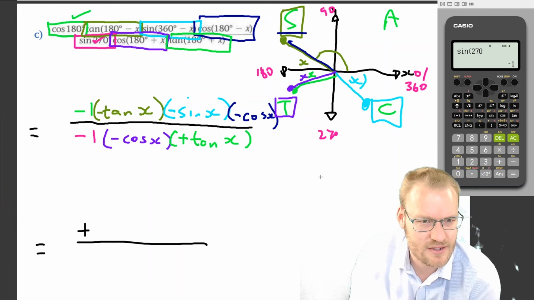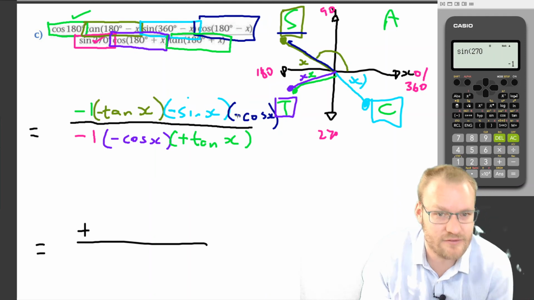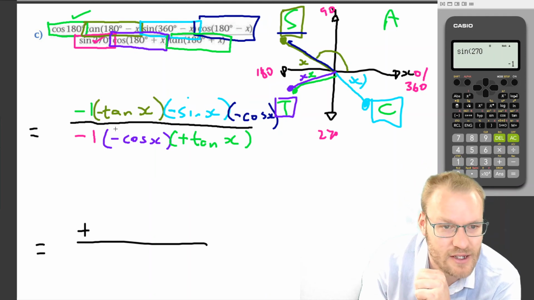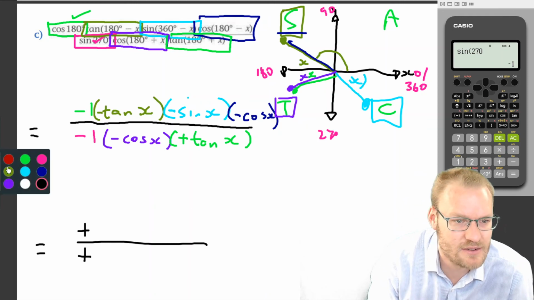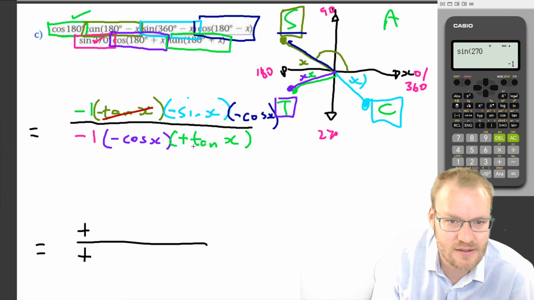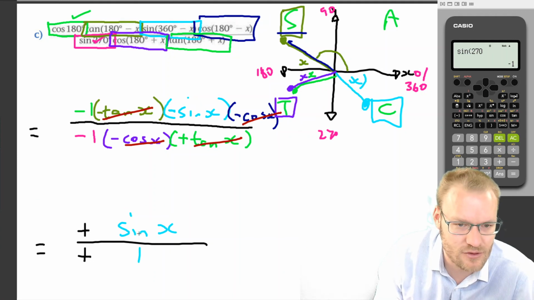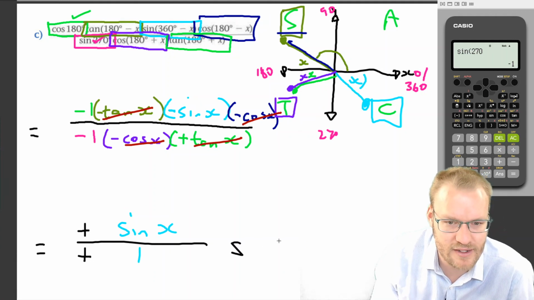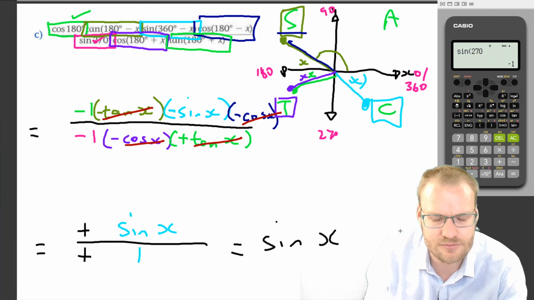Let's figure out our signs. We said negative times negative times negative times negative. 4 negatives makes positive. Negative, negative also gives us a positive on the bottom. Tan x, there's a tan x, there's a tan x, there's a cos x, there's a cos x. What are we left with? We're left with that sine x. On the denominator, we're left with 1. So if we simplified that, then we just have sine of x.